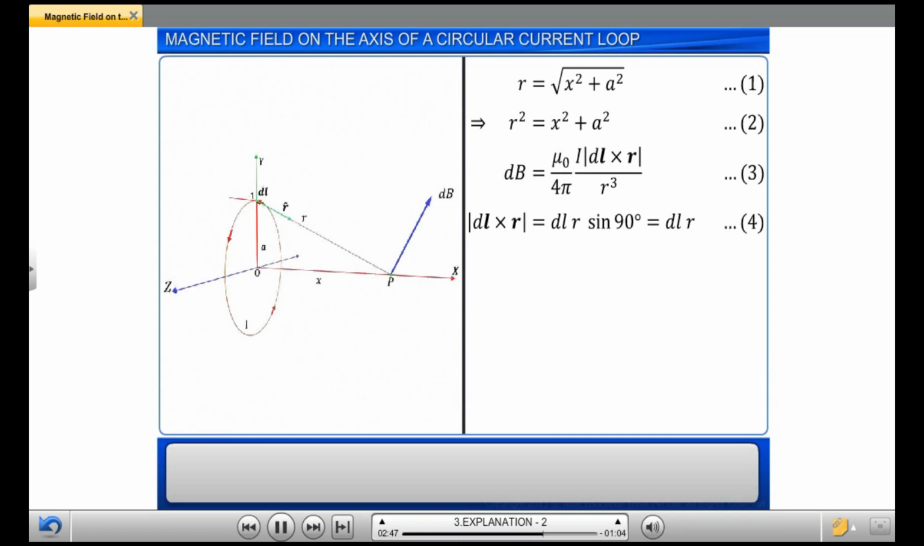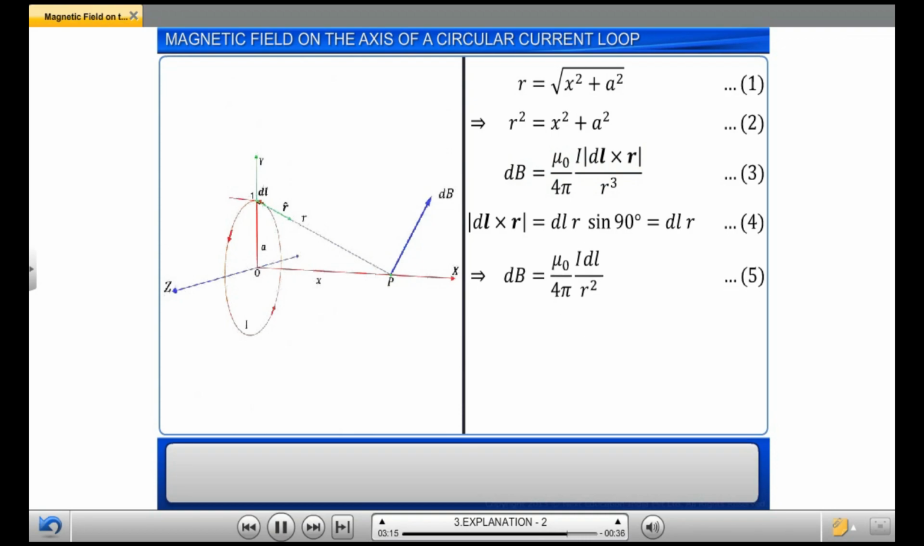We now replace the modulus of dl cross r with dl r in equation 3. On simplifying the expression, we get the magnetic induction due to the small element of the loop as dB is equal to mu naught by 4 pi into I dl by r square. Let this be equation 5.